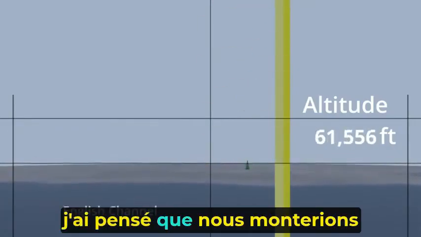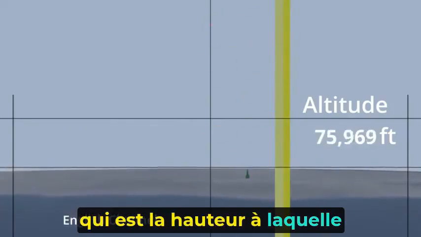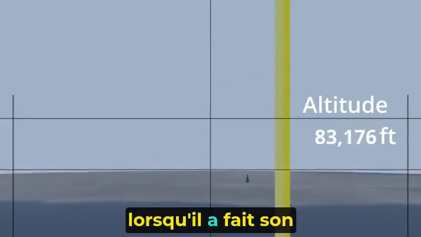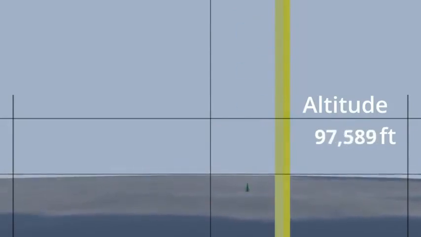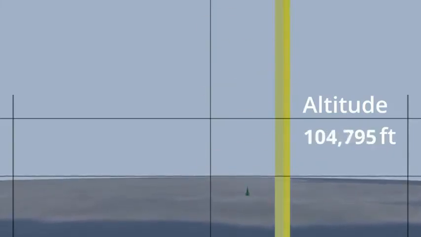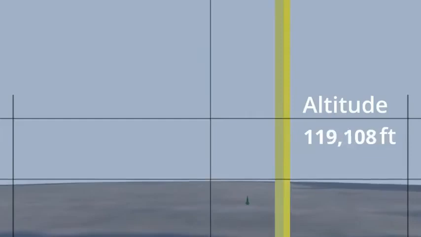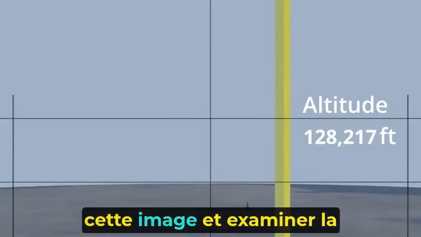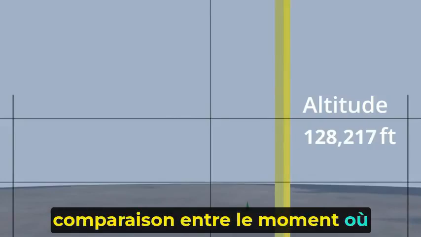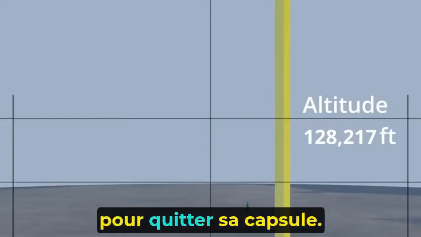So I thought we'd ride all the way up to 127,000 feet or so, which is the height that Félix Baumgartner was at when he did his Stratos jump. There. We'll now take this image over and we'll take a look at the comparison between when Felix entered his capsule and when he opened the door to leave his capsule.